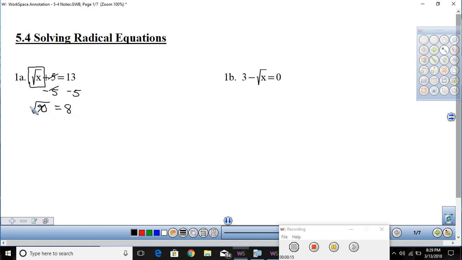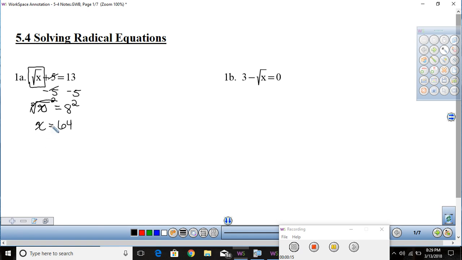Well, how do I get rid of a square root? I think you guys can answer that. You square it, right? Whatever root this is out here, that's the exponent that you're going to use to get rid of it. So if this were a cube root, you would cube it. If this was a fourth root, you would take it to the fourth. All right? So I do that to both sides, and the square and the square root cancel, leaving me with x is equal to 8 squared, which is 64.